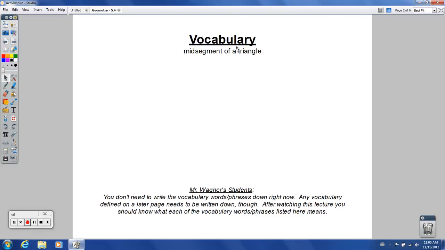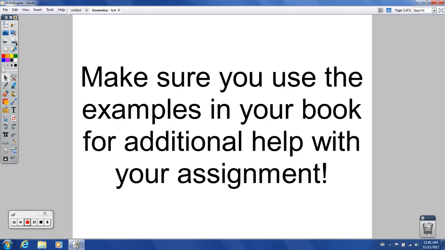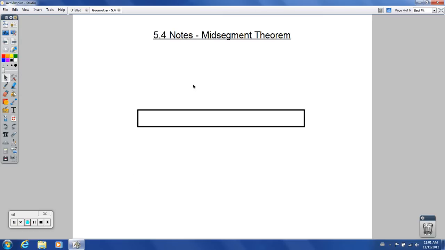Not too much new vocabulary, just need to really know what a midsegment is after we're done with this lesson, or as we're going through this lesson. And as always, make sure you use the extra examples in your book for additional help with your homework or classwork. So let's get started with 5.4. We're talking about midsegments and the midsegment theorem in this lesson.